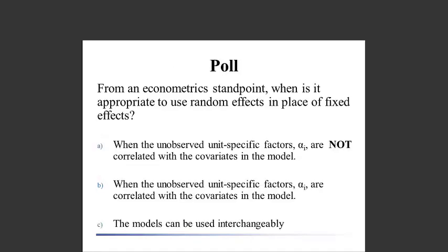So I just want to recap briefly with a poll. I'd like to ask a quick question. From an econometric standpoint, when is it appropriate to use random effects instead of fixed effects? Okay, so that poll is now open. Your choices are A, when the unobserved unit-specific factors are not correlated with the covariates in the model. There's B, when the unobserved unit-specific factors are correlated with the covariates in the model. And there's C, the models can be used interchangeably.